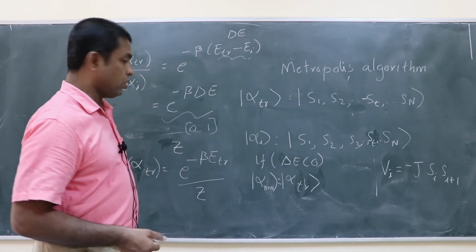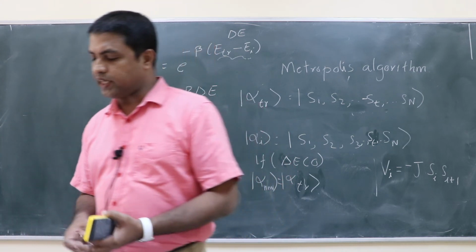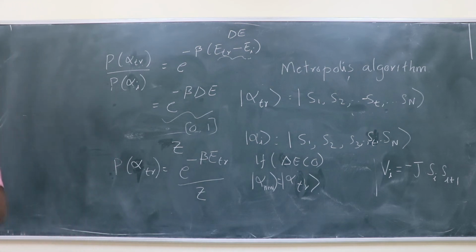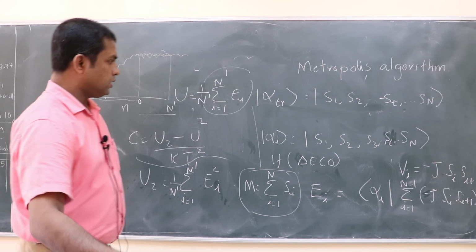So this is what you do. All of you just take 2 minutes and understand this Metropolis algorithm. Then I will explain the next part. Okay, so let me repeat once more.